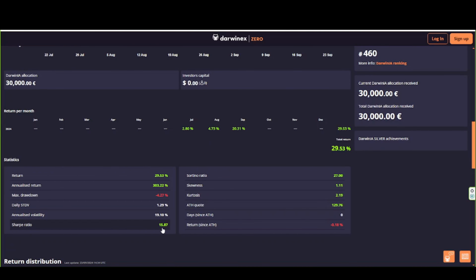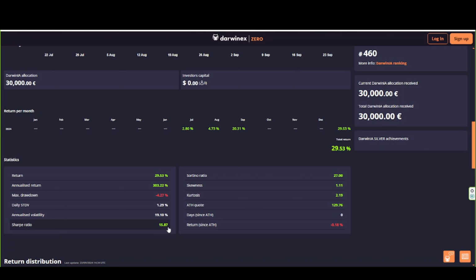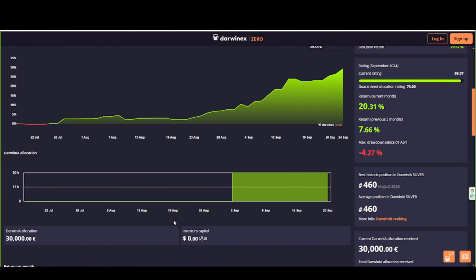Sharpe ratio of 15.87, which is crazy. If you look at it, a Sharpe ratio greater than 1 is considered acceptable to good by investors, and a ratio higher than 2 is rated as very good. A ratio of 3 or higher is considered excellent. Look at the Sharpe ratio of 15.87. Absolutely insane. Let's see the drawdown.